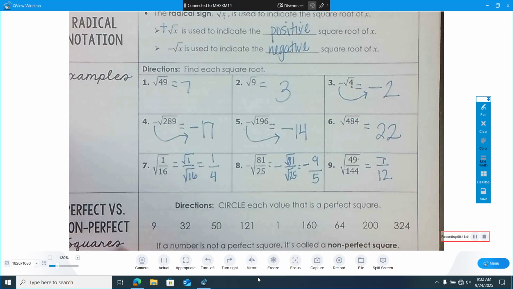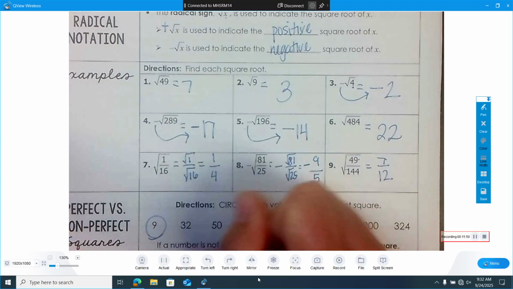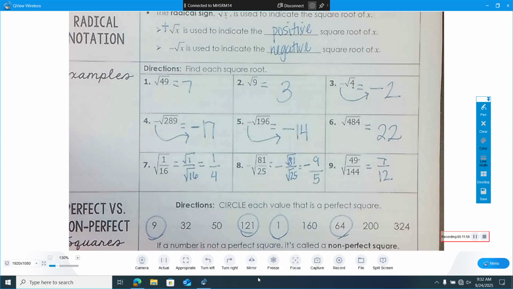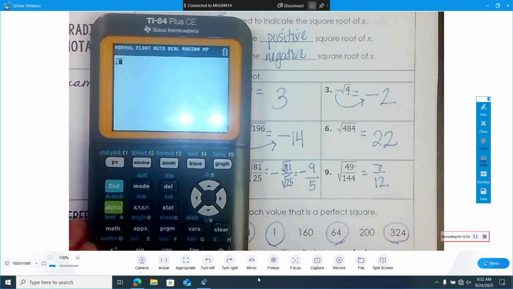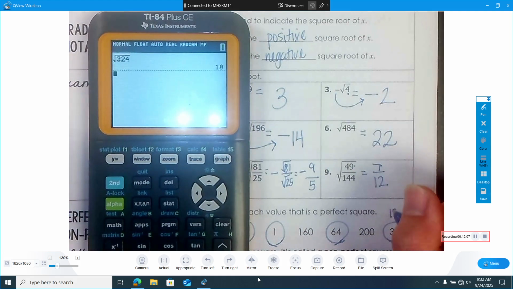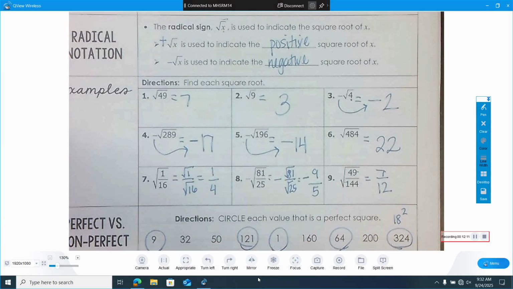Okay. Give me a perfect square. Which one of these is a perfect square? 9. 9 was on my list. What was another one? 121 was on my list. What else? 1. What else? 64. There's one more. 324. Yeah. So 324, I could do the square root of 324, and it turns out to be 18. 18 squared gives you 324. Those are nice to know.